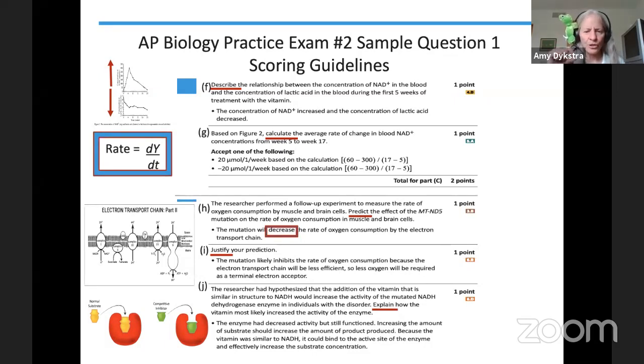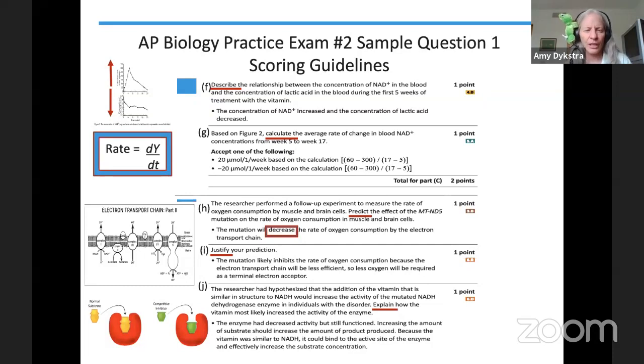Increasing the amount of substrate should increase the amount of product produced because, and here's your explain, here's your because, the vitamin was similar to NADH, it could bind to the active site. That is where that molecular similarity comes into play. It binds to the active site of the enzyme and effectively increases the substrate concentration, i.e. apparently that vitamin is acting like an electron donor and a hydrogen gets pulled off of it, just like what would happen with NADH.